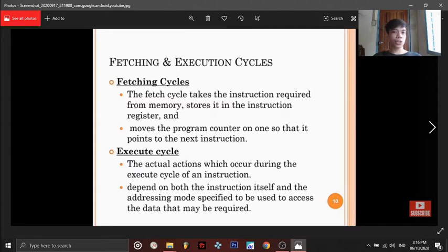Fetching and execution cycles. Fetch cycle. The fetch cycle takes the required instruction from memory, stores it in an instruction register, and moves the program counter on by one so that it points to the next instruction. Execute cycle. The actual actions which occur during the execute cycle of an instruction depend on both the instruction itself and the addressing mode specified to be used to access the data that may be required.